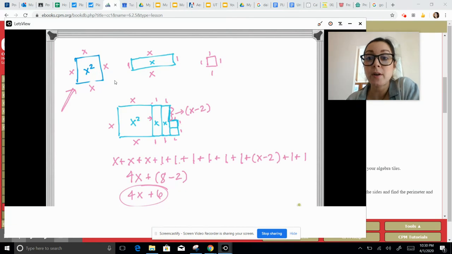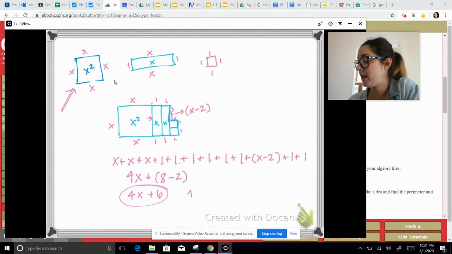Okay, so that's what I was really looking for in your homework. If I didn't see that or you were off a little bit, then I returned it. So if you haven't submitted it yet, make sure that you go back, double check, and make sure that you added up the perimeter correctly. And then the very last step is to substitute 5 for x. So you would just put in a 5 where we have the x. Then this would be 4 times 5 is 20 plus 6 equals 26.